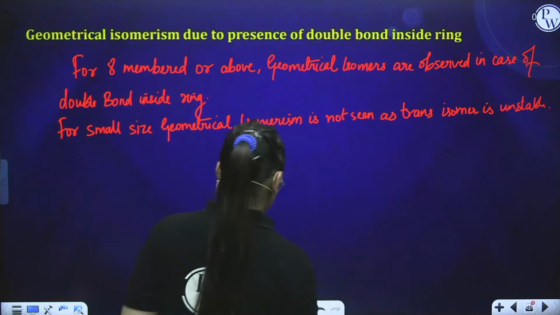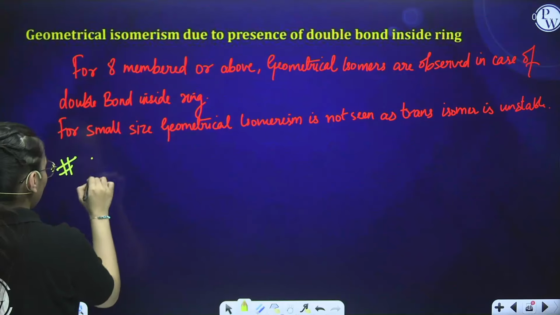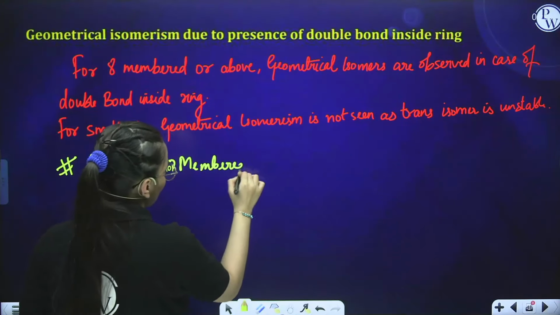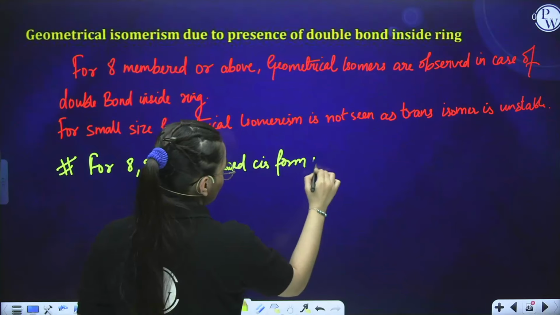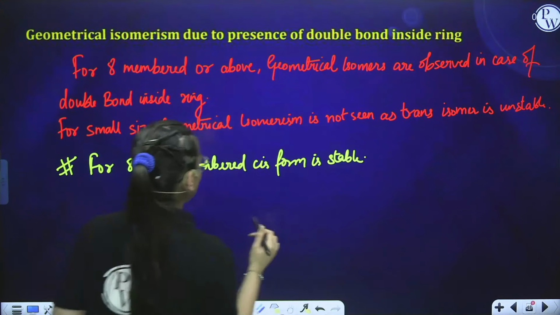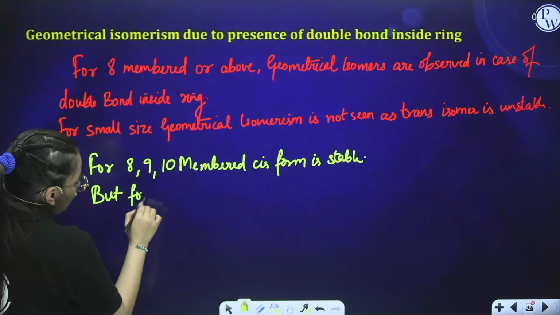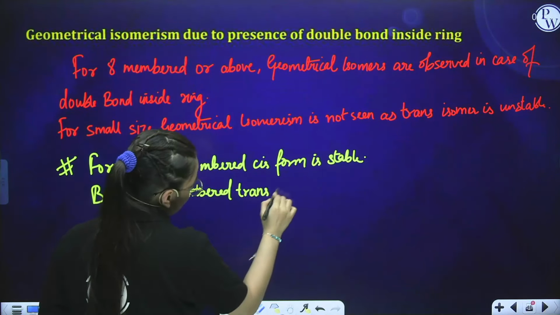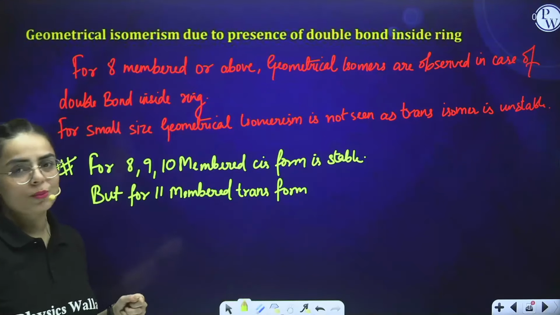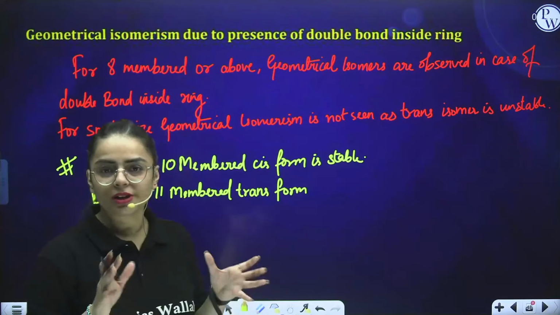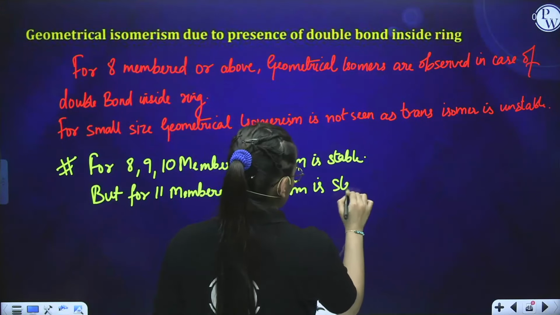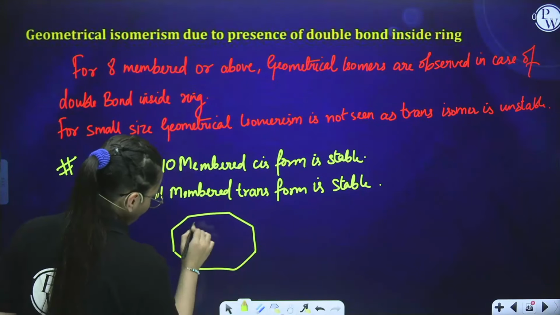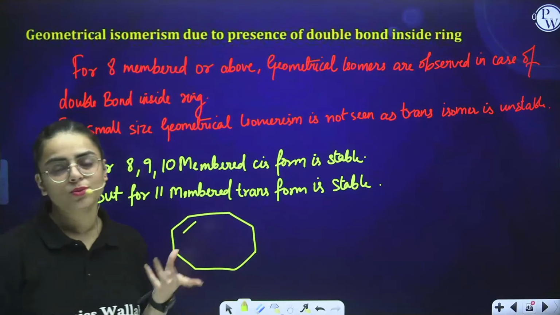Now students, kindly write a few more points. For 8-membered, 9-membered, 10-membered, the cis form is stable. But for 11-membered, the trans form is stable. In the coming topic, when we will do the nomenclature for the geometrical isomer, we will get to know about cis form and trans form, so don't get confused. Okay. Now students, I'll show you one of the examples over here. This is the example for an 8-membered compound where we can observe geometrical isomerism.